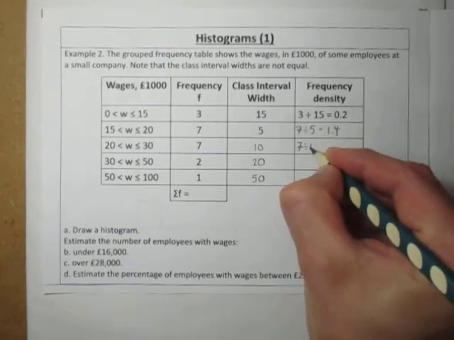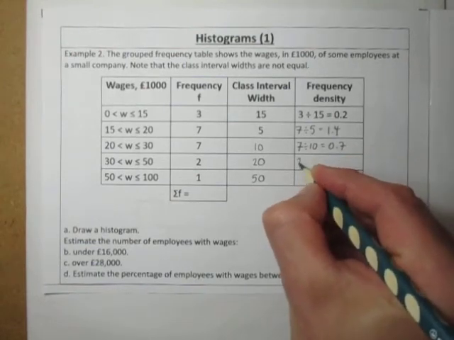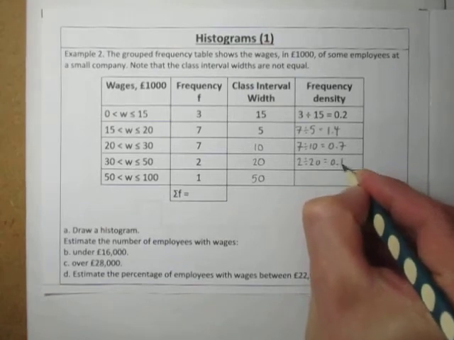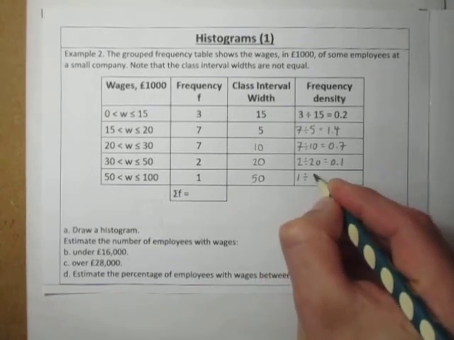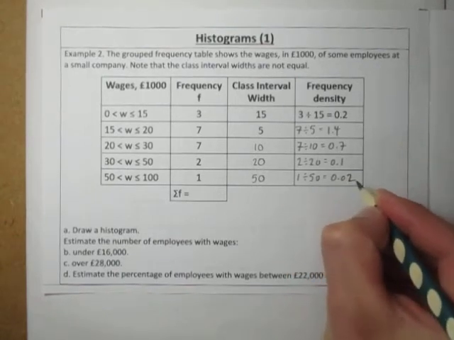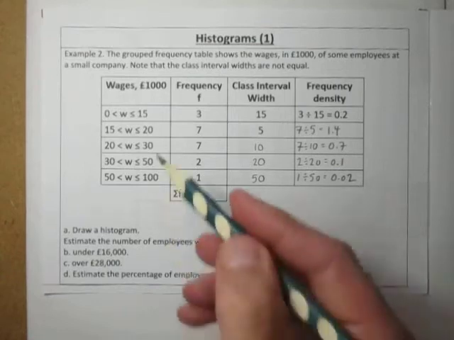7 divided by 10 is equal to 0.7. 2 divided by 20 is equal to 0.1, and 1 divided by 50 is equal to 0.02. So we have now found the frequency densities for each of these groups.